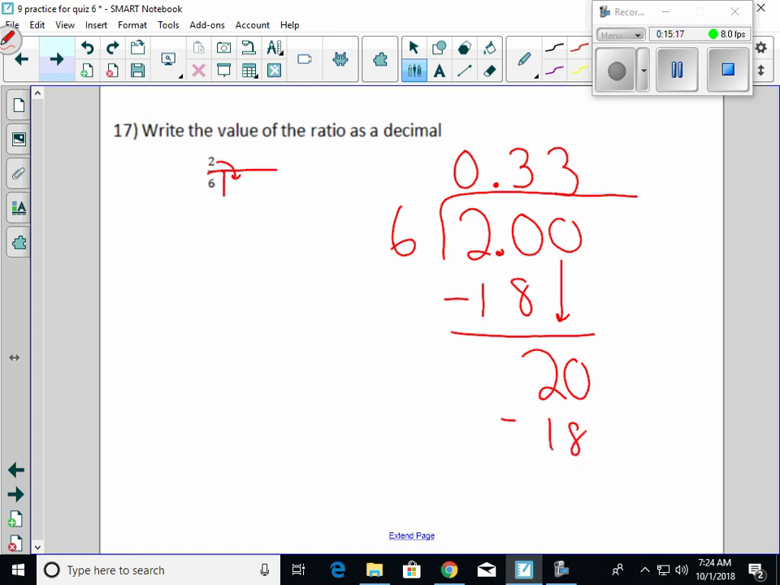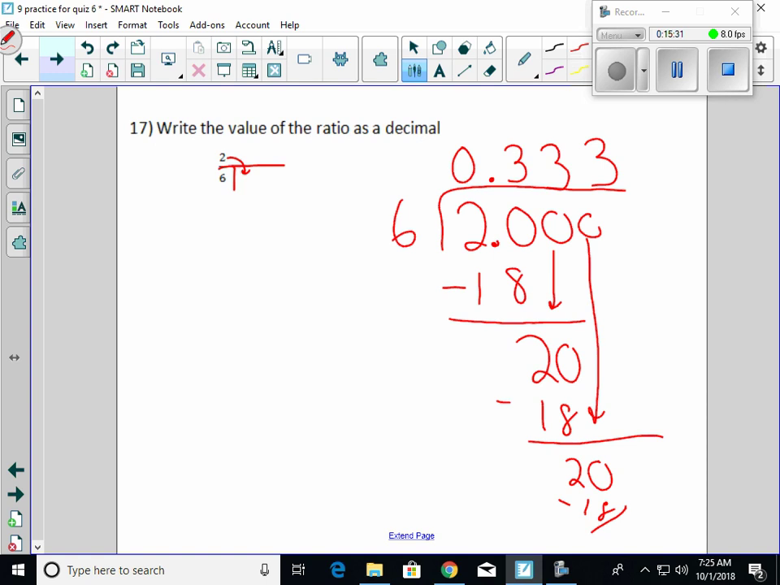So you should start seeing a pattern here. I keep getting this 20 that I have to divide into. 6 goes into 20 3 times. So this is going to keep going on and on forever. That 3 is repeating. So we put a bar on top to show that it's going to be 3s forever and ever. 0.3 repeating.